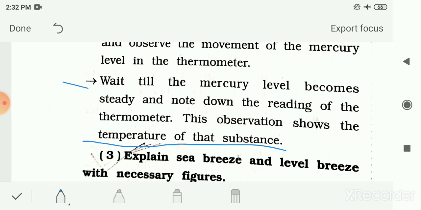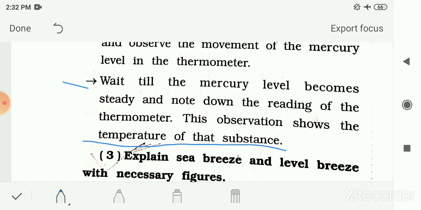First, we have to put this thermometer in the substance in such a way that the bulb of this kind of thermometer should be completely covered or surrounded by the substance whose temperature we want to measure. Then we have to make sure that the bulb of the thermometer does not touch the bottom or any sides of this container.